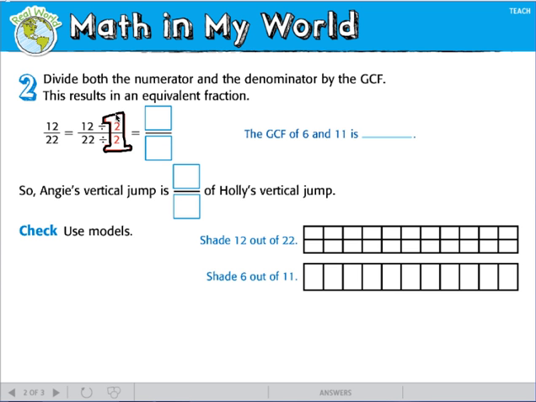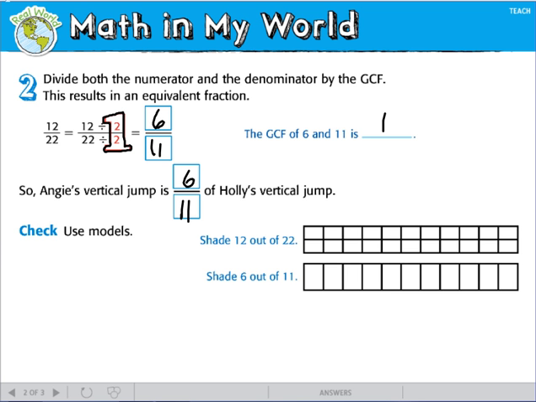So 12 divided by 2 is? 22 divided by 2 is? The greatest common factor of 6 and 11. Yes? 1. And once the greatest common factor is 1, you are done. Okay? So Angie's vertical jump is 6/11 of Holly's vertical jump.